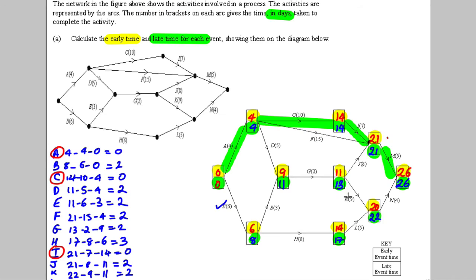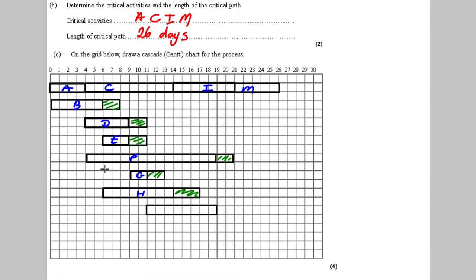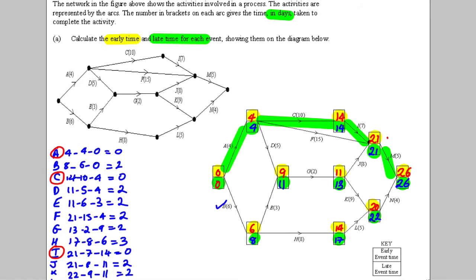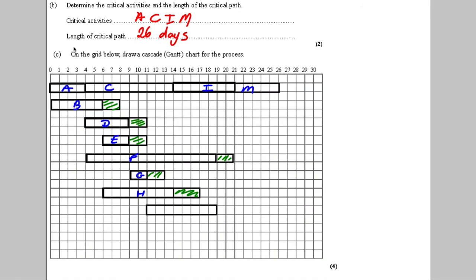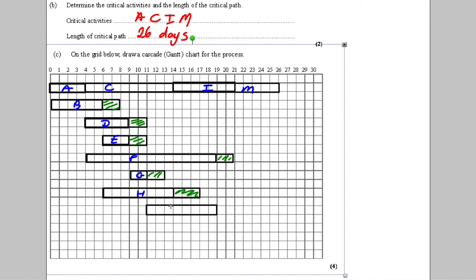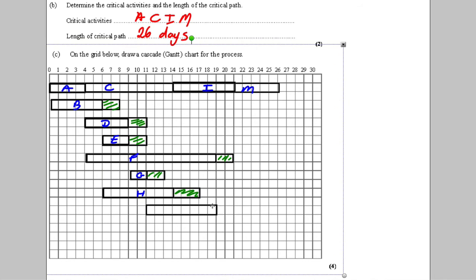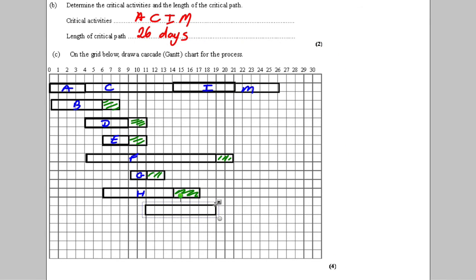I need J next. So J starts at 11, goes to 21, is 8 long. So starts at 11, goes to 21, but it's 8 long. So it would only go up to there. So that's J. Now we need K.